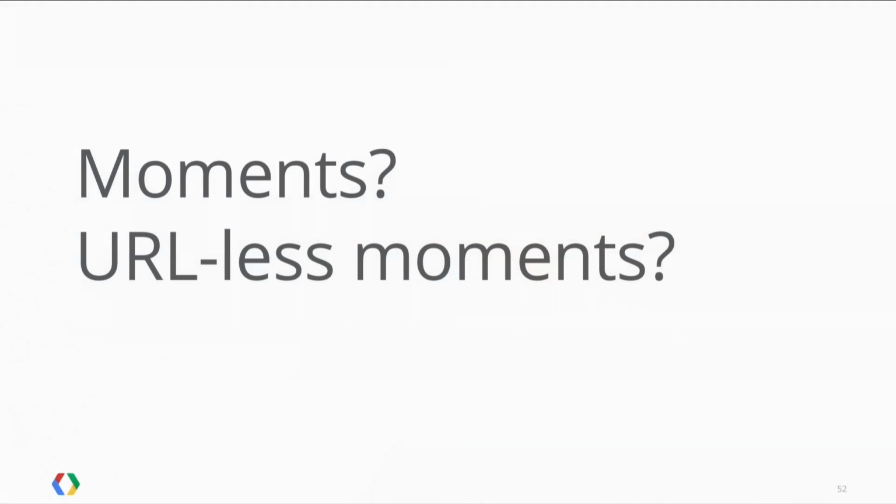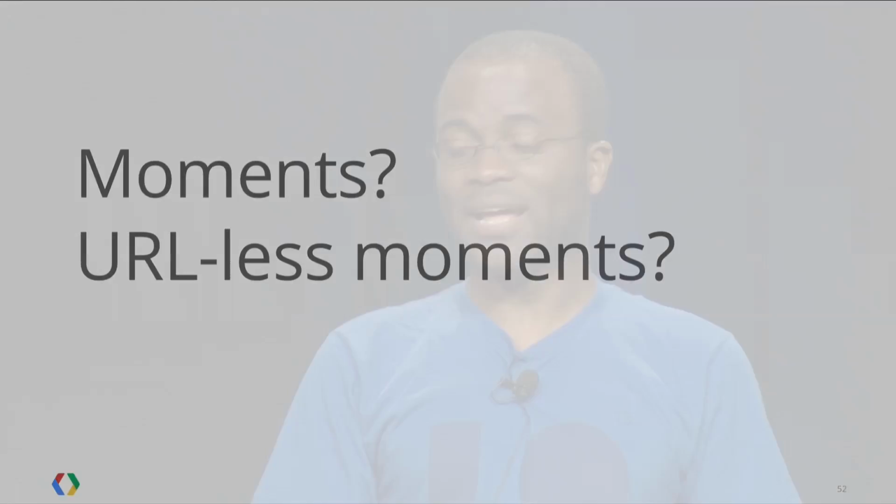But there are lots of applications that just don't have URLs, or they have a very limited website, or they just have a website that was never designed to be parsed by a machine. So we also have what we call URL-less moments, where you basically extract out the item type, the name, the description, the image, and you put that in a JSON object, and you write that to Google.